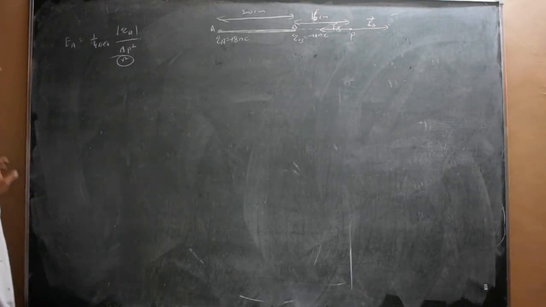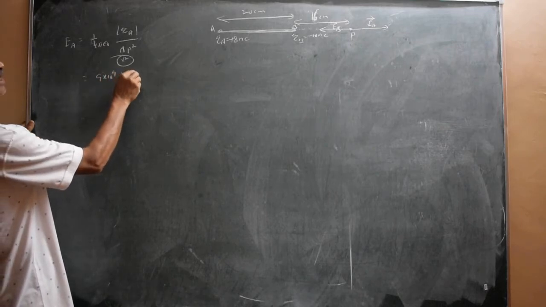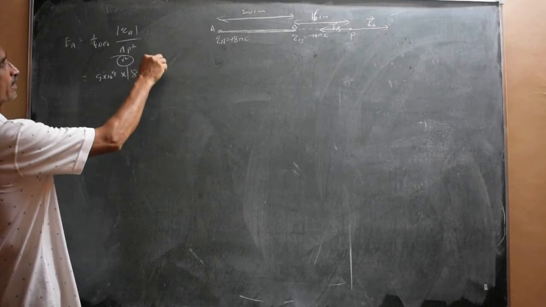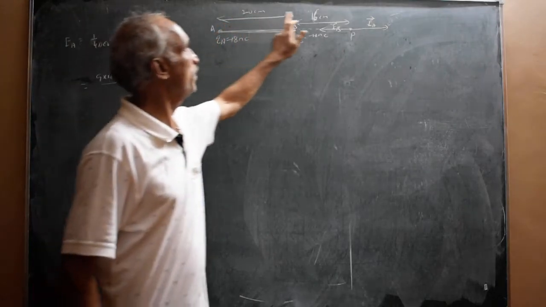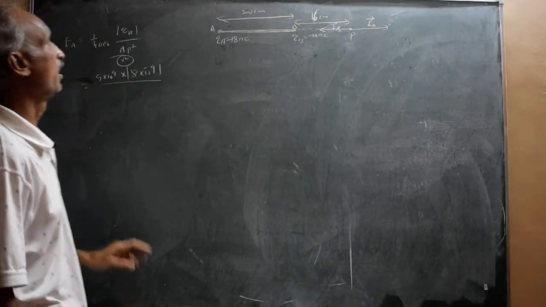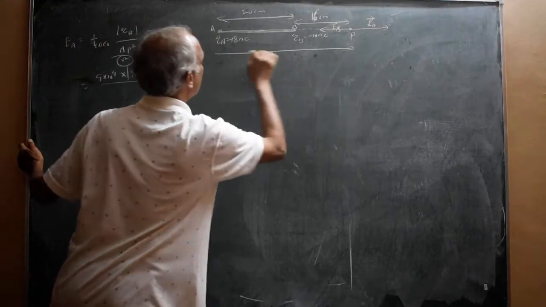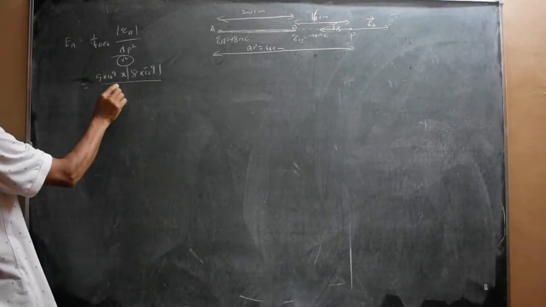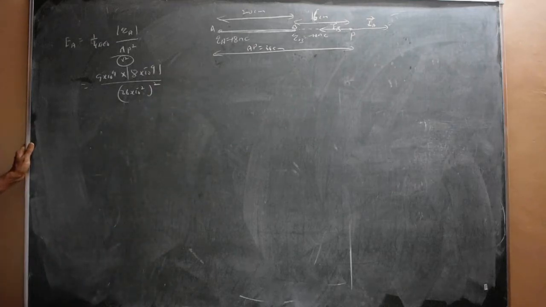That is equal to 9 into 10 raised to 9, times the modulus of the charge QA, 8 nanocoulomb, 8 into 10 to the power of minus 9, divided by R square. R is how much now? 20 plus 16. AP is AB plus BP. AB is 20 and BP is 16. Therefore, totally AP is 36 centimeters. Centimeter is to be converted to meter. It is 36 into 10 to the power of minus 2, the whole square.